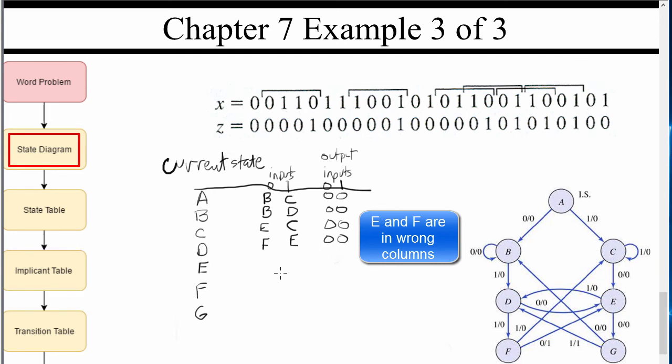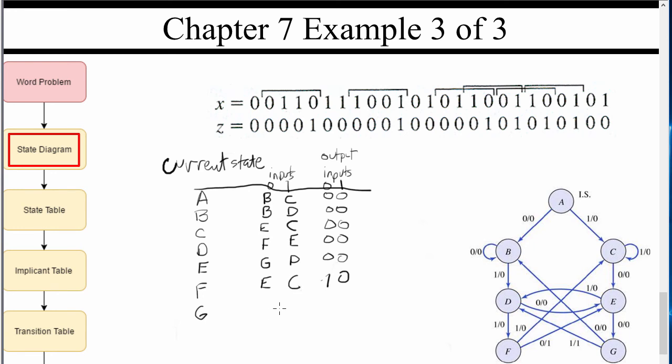If we're at E and we get a 0, we go down to G. If we're at E and we get a 1, we go over to D. And we output a 0 both times. If we're at F and we get a 0, we go to E and we output a 1. If we're at F and we get a 1, we output a 0 and we go to C. If we're at G and we get a 1, we go to D and we output a 1. For G and we get a 0, we go to B and we output a 0. All right, now let's scroll and check.